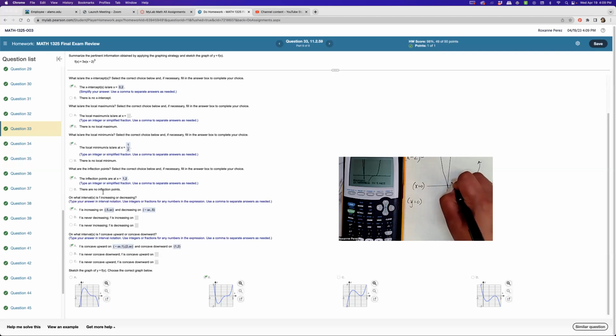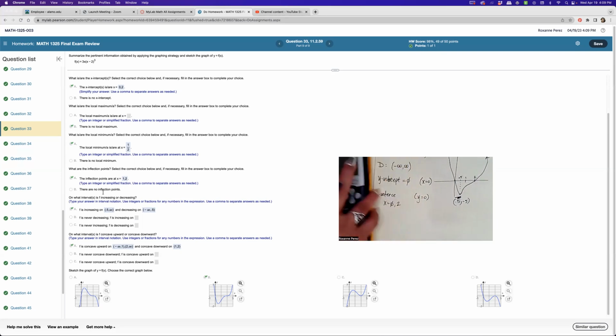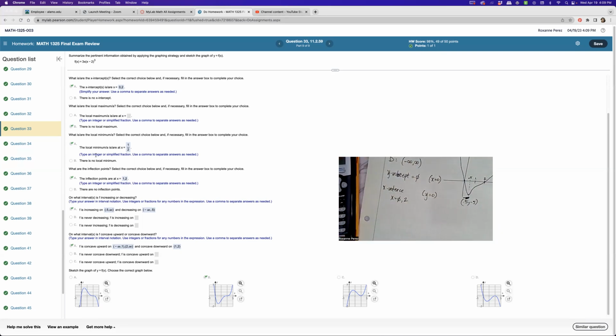But this is 0.5, this is 1, and this is 2. All right. The local minimum right here is at x equals 1/2 or 0.5. It'll accept either answer. Okie dokie. So the next thing we're asked for is the inflection points.